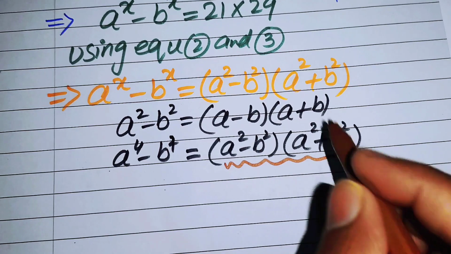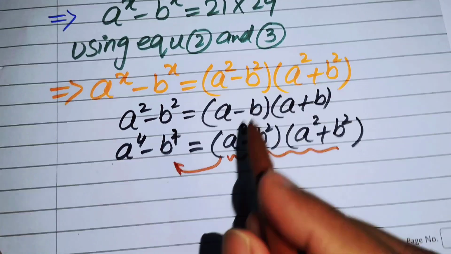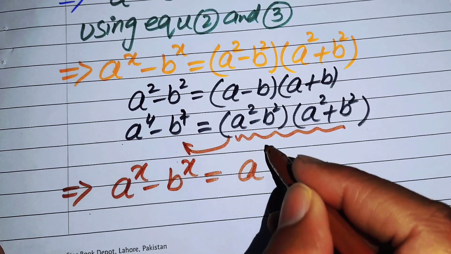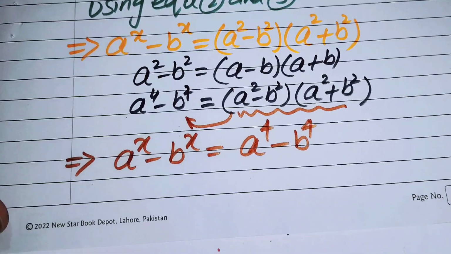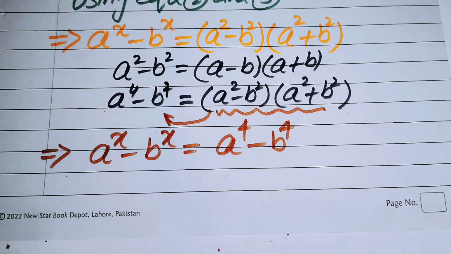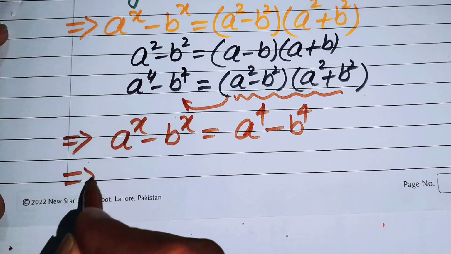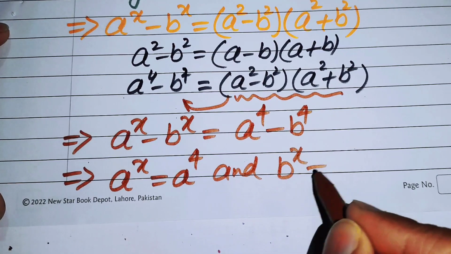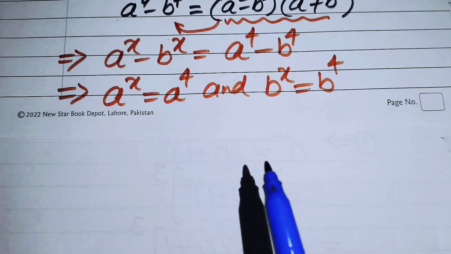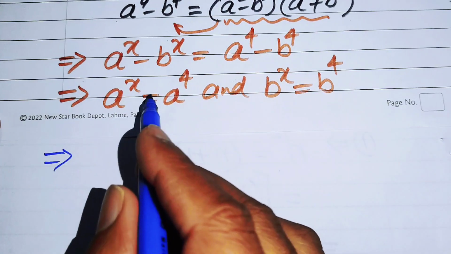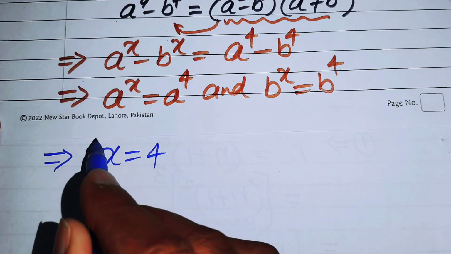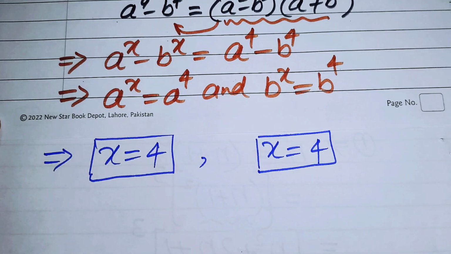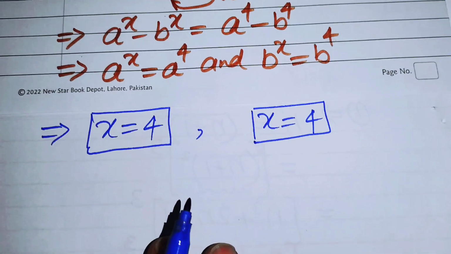You see here, this is the right hand side, and we convert it, and it becomes this form: a to the power of x minus b to the power of x equals a to the power of 4 minus b to the power of 4. Now you compare both sides, and you see that a to the power of x equals a to the power of 4, and b to the power of x equals b to the power of 4. So we compare both sides and we get x equals 4. This means that x equals 4 is the solution of the given question.